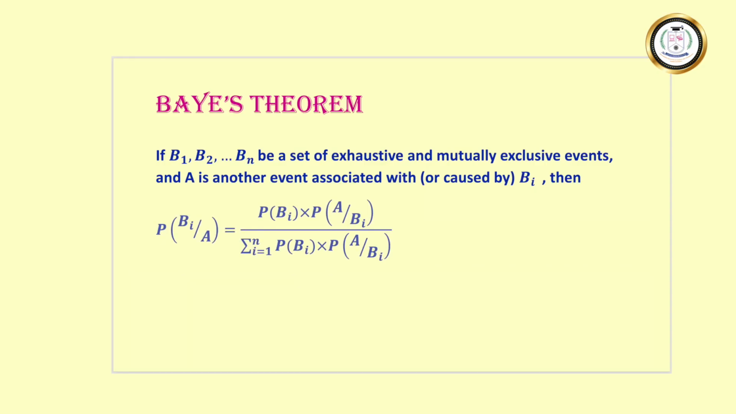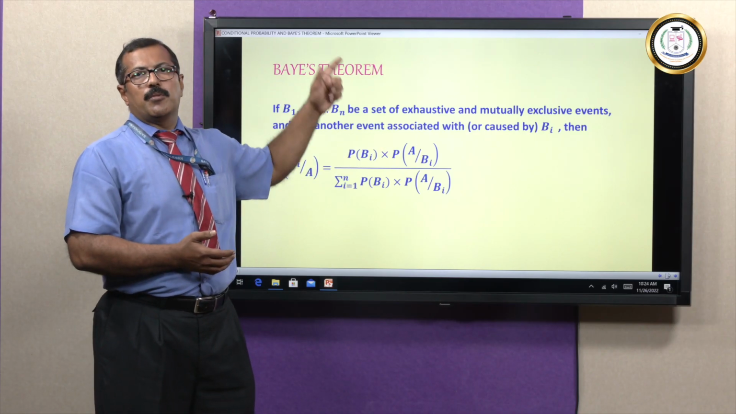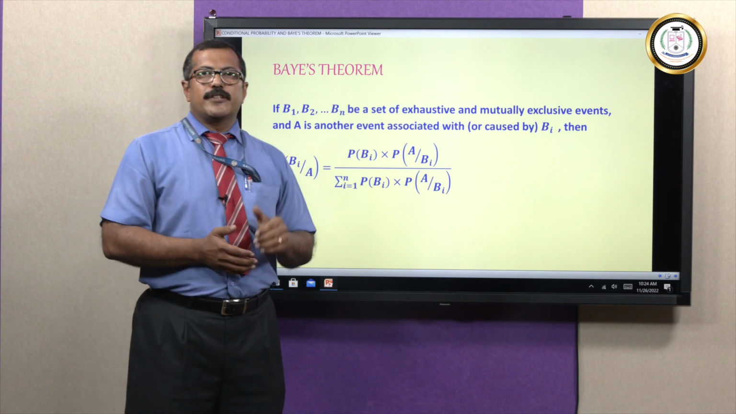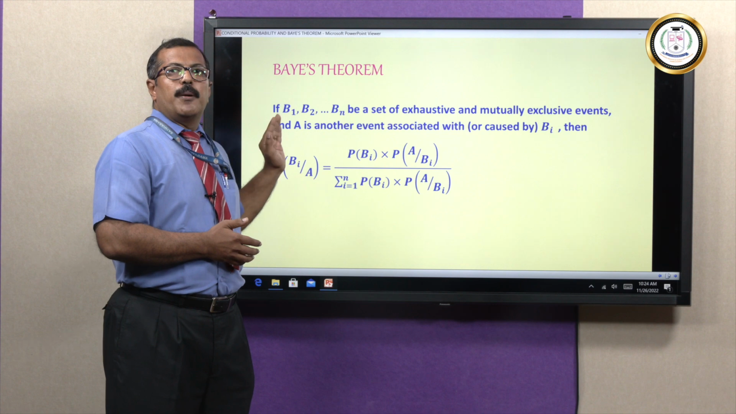And that is given by P of Bi into P of A given Bi divided by summation P of Bi into P of A given Bi. It is the same experiment that we considered for the theorem on total probability. The only difference is that instead of calculating P of A, we are calculating P of Bi given A. And how can this be proved?